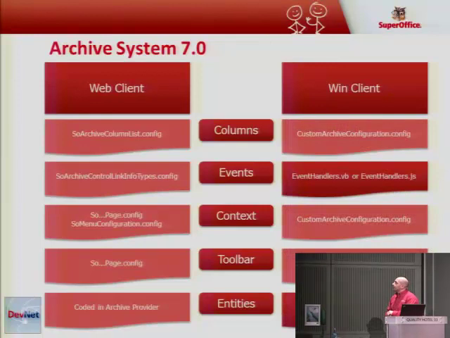Three things that we have in common. Custom archive configuration, a config file that can be named anything, but it's going to be stored inside the installation folder of where SuperOffice is. And it's going to be a new folder, and it's called SOCRM custom configs. Let me just point that out. I'll show you that.